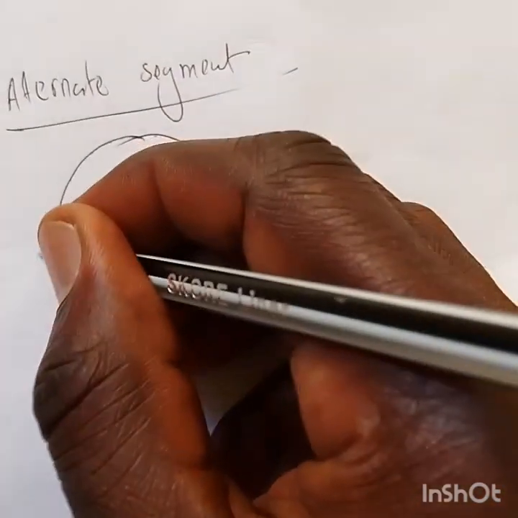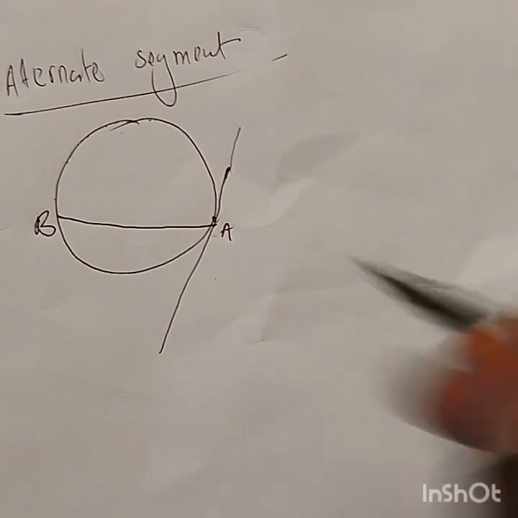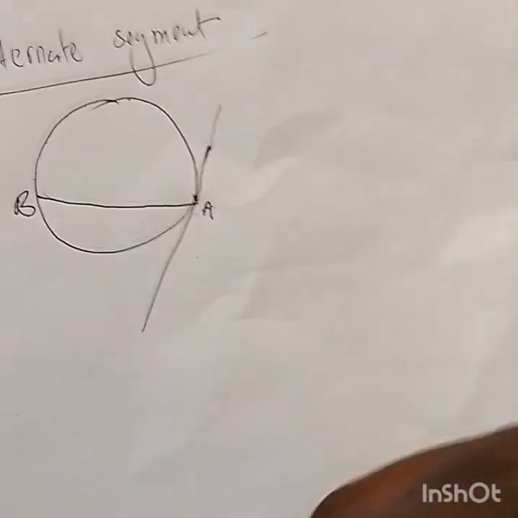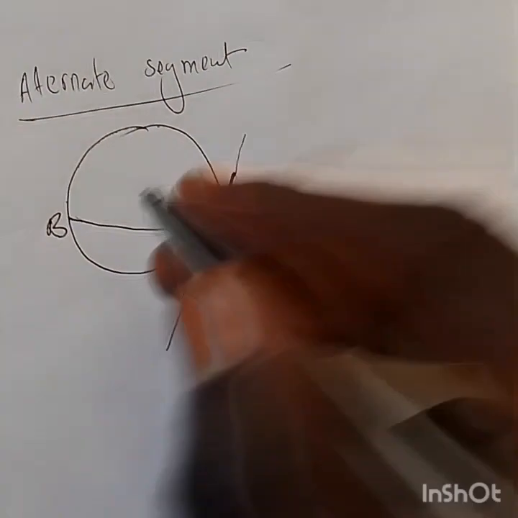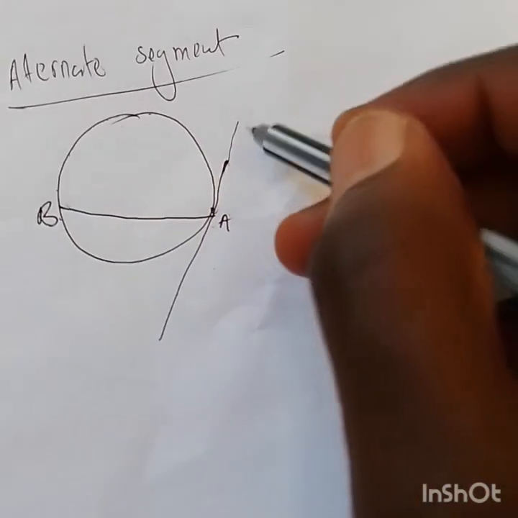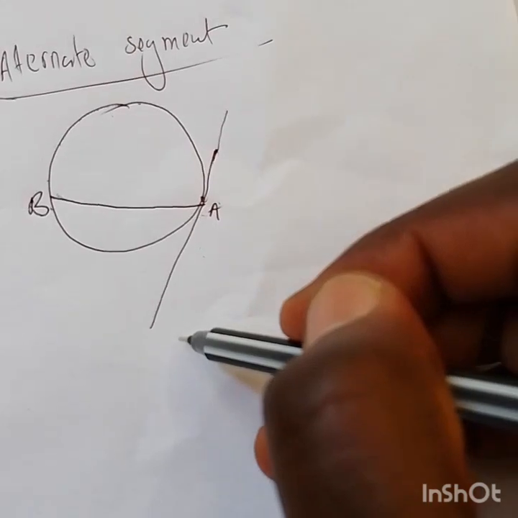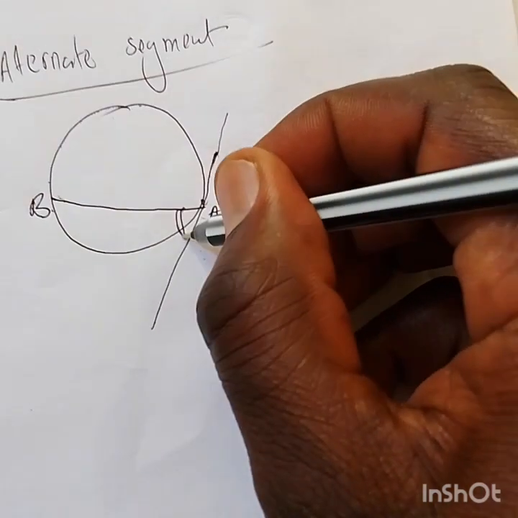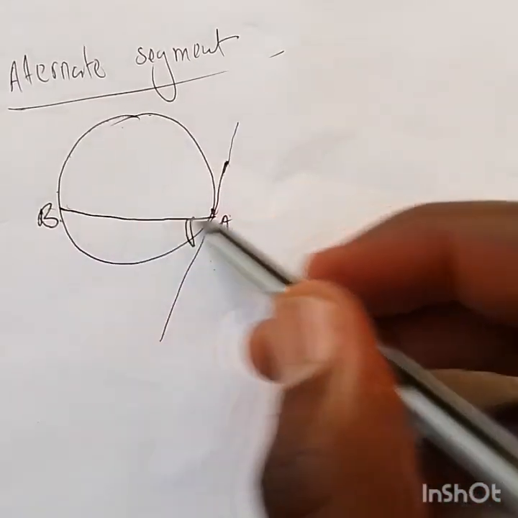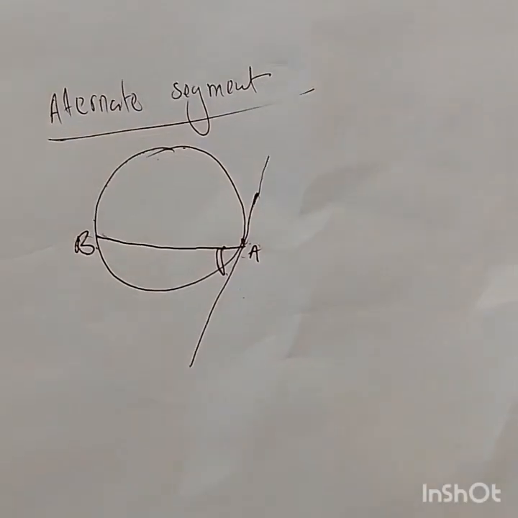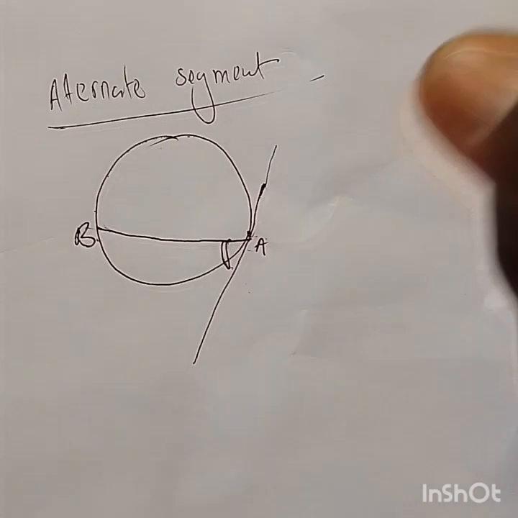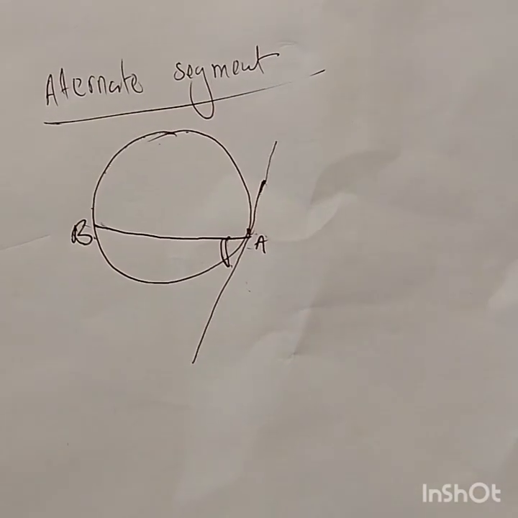Then let's have a chord. Let this chord be called AB. Now, when you look at this chord, this theorem states that the angle between the chord and the tangent is equal to the angle subtended in the alternate segment.